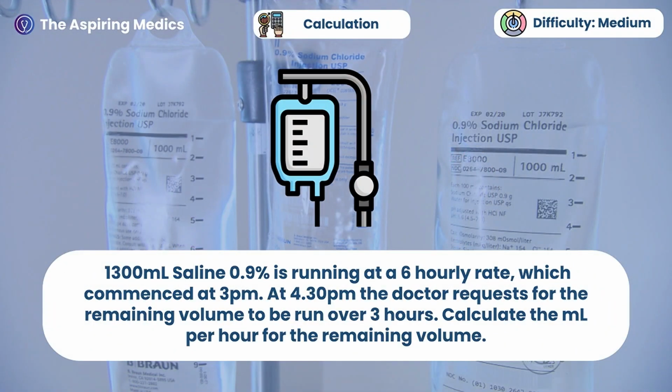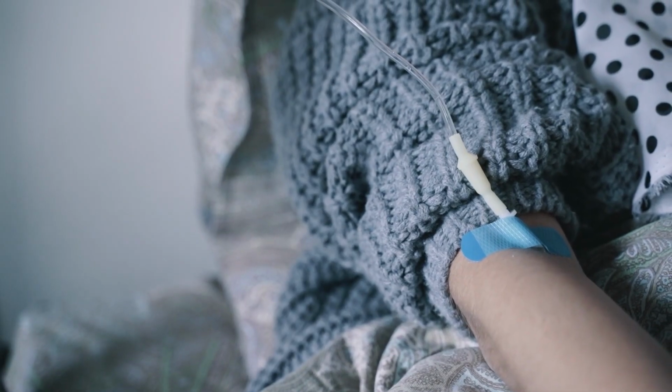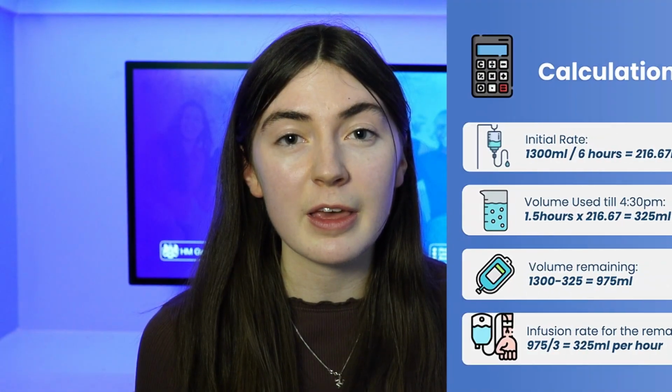1300 millilitres of saline at 0.9% is running at a 6-hourly rate, which was commenced at 3 p.m. At 4:30 p.m, the doctor requests for the remaining volume to be run over 3 hours. Calculate the millilitres per hour for the remaining volume. So the saline's already been given for 1.5 hours. This is a quarter of the initial 6 hours.